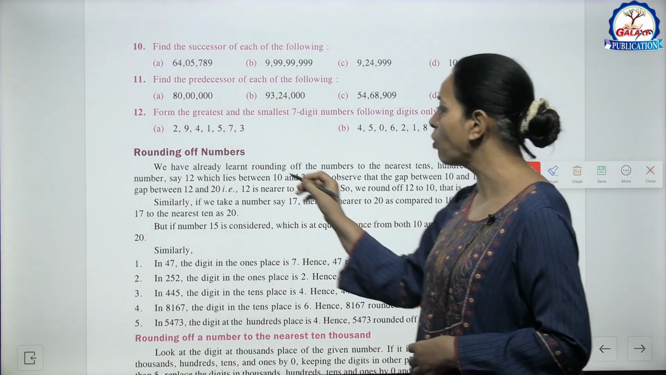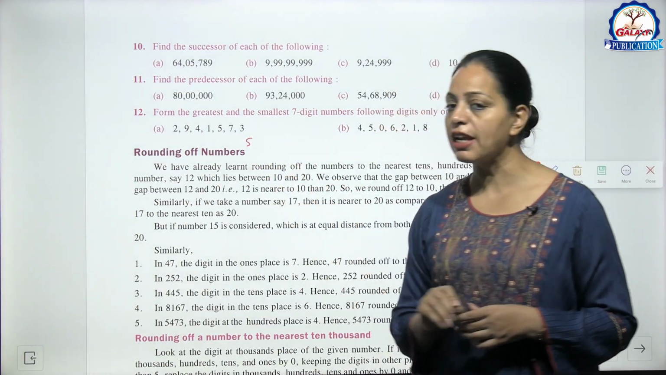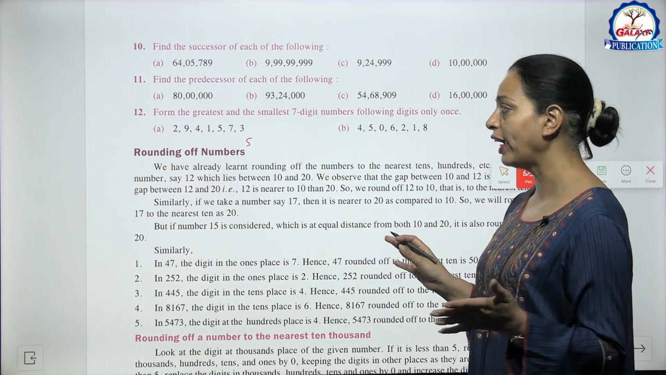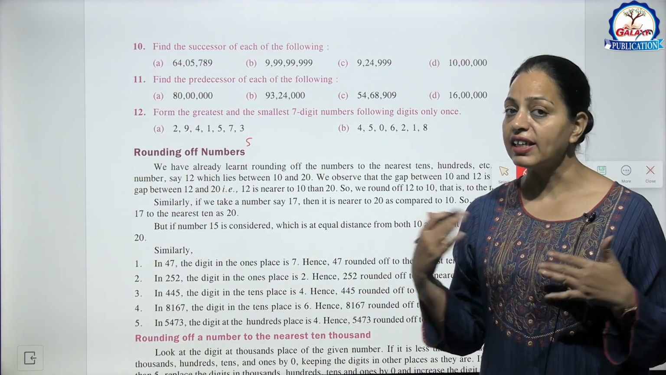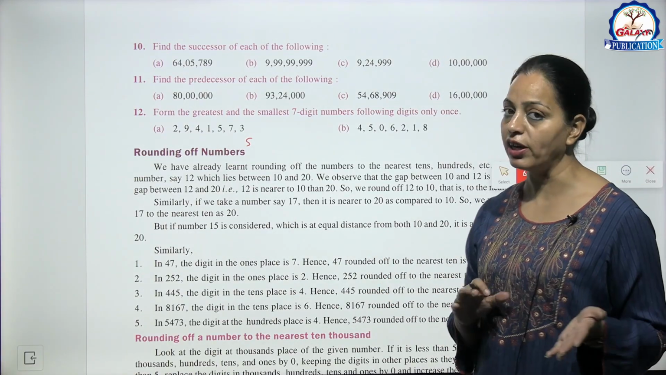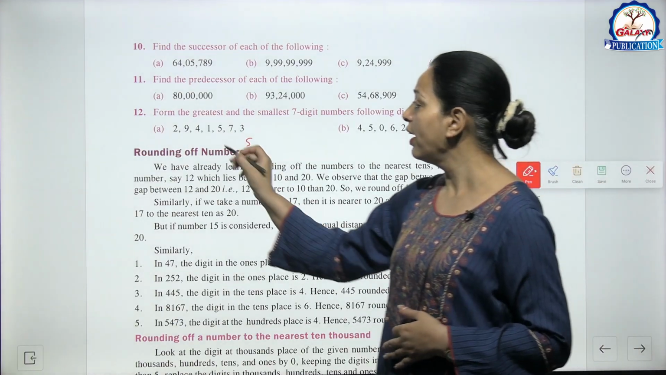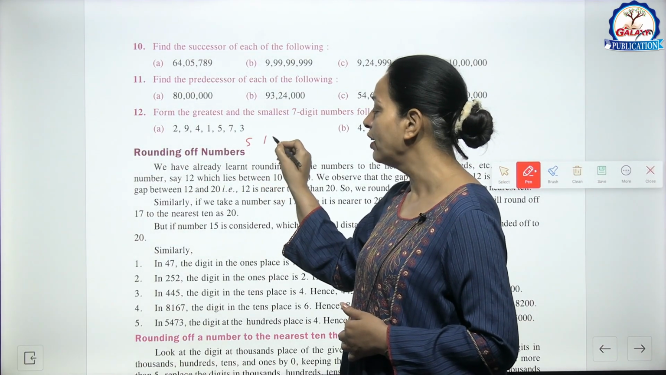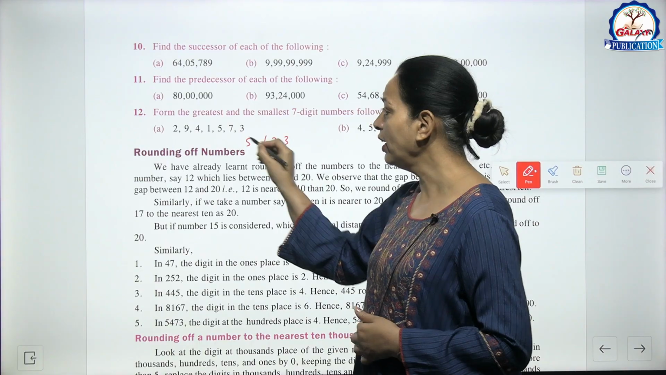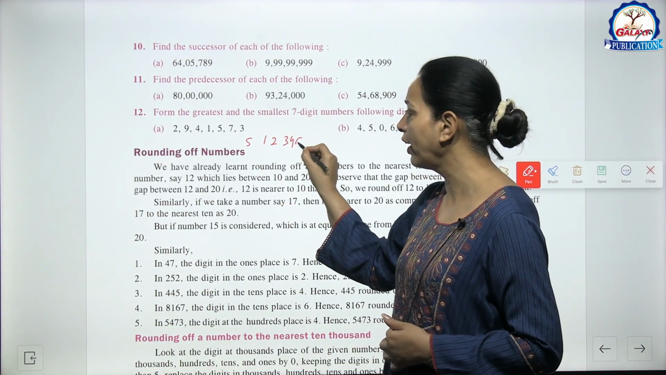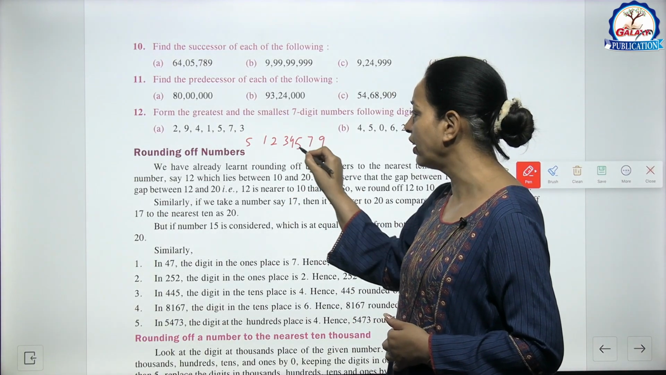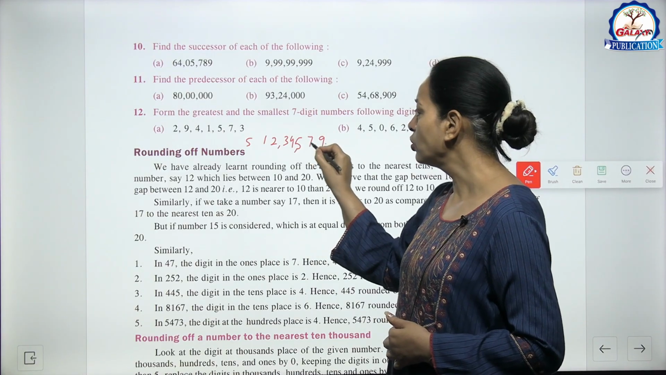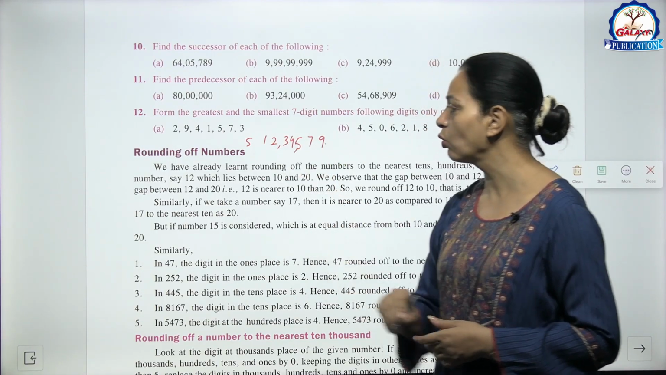Now form the smallest number. To make the smallest number, we have to write the digits in ascending order, means smallest to greatest. So here the smallest digit is 1, then 2, 3, then 4, 5, 7, 9. So this is 1, 2, 3, 4, 5, 6, 7. So what is this?